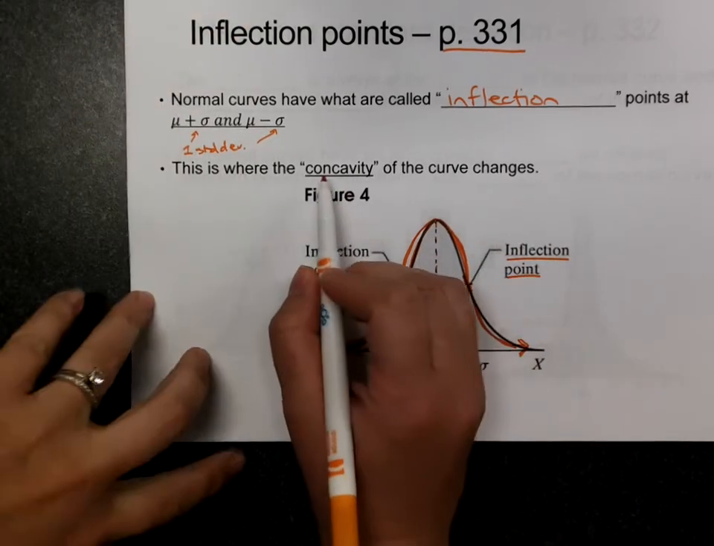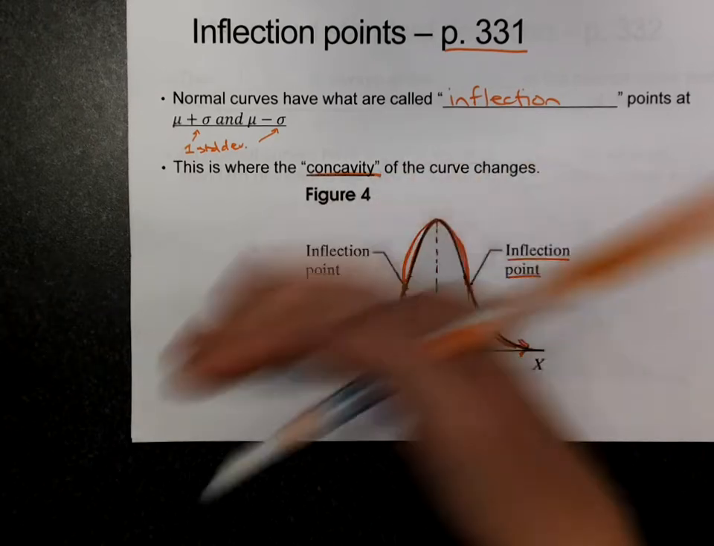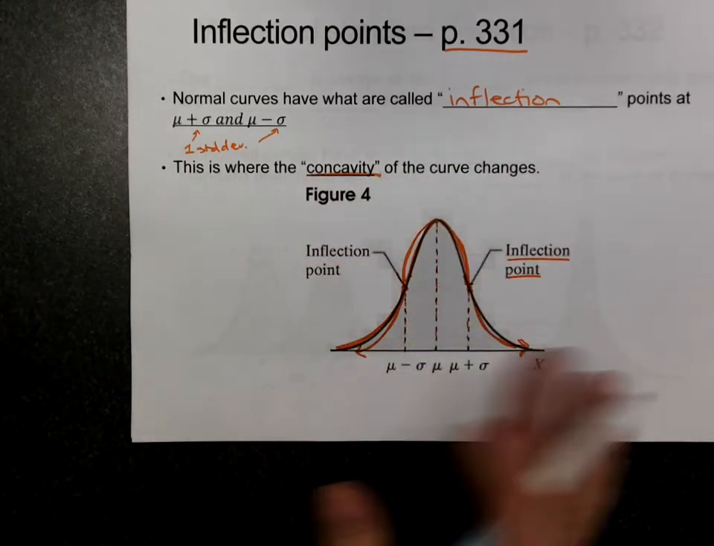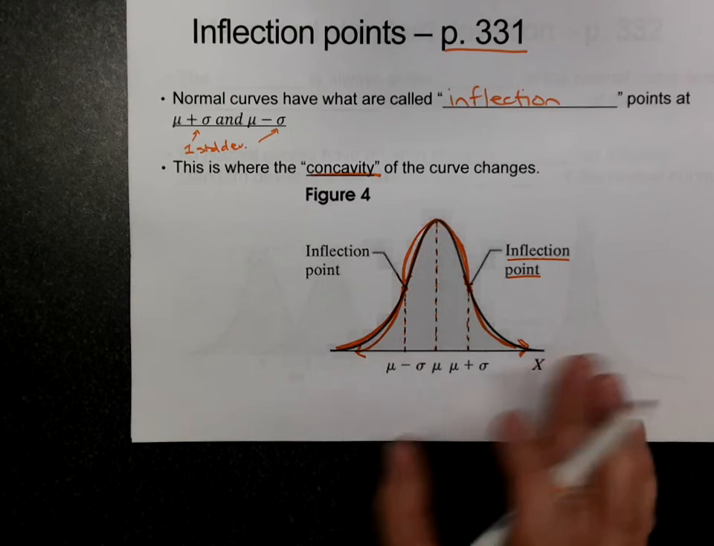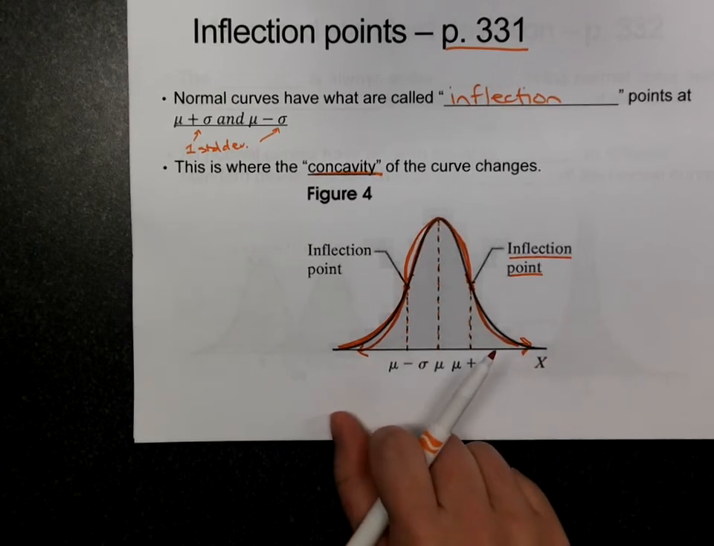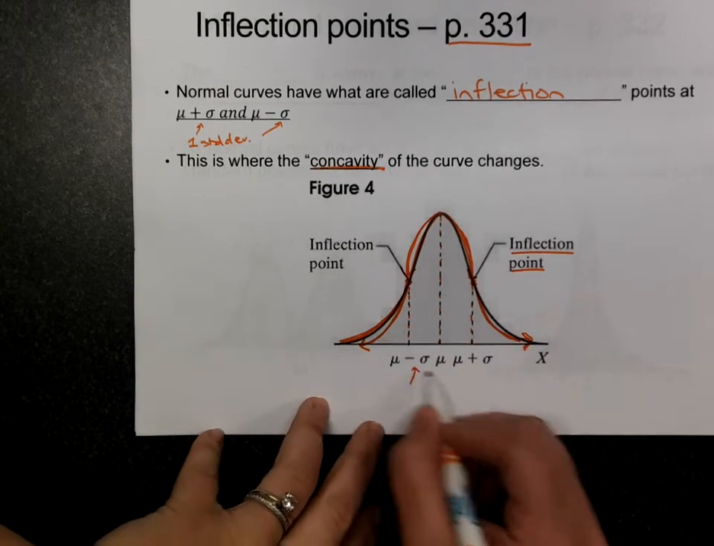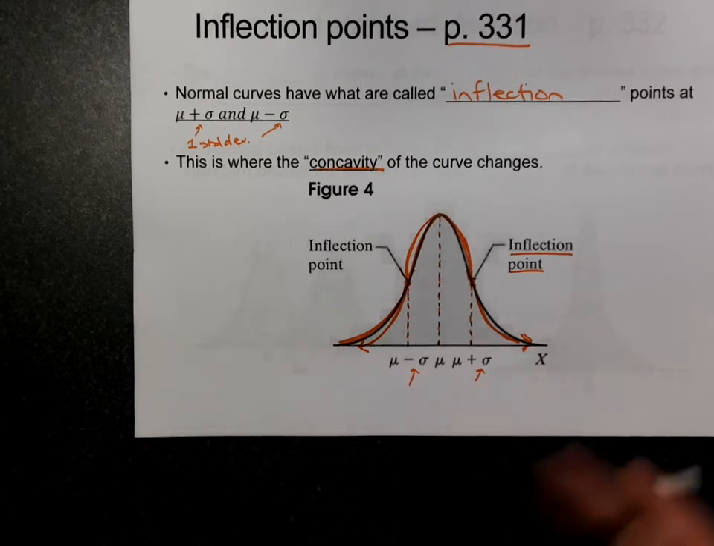Anyway, it's called concavity, and the concavity changes at the inflection point. There might be one question on your homework about that. It's not something that we need to worry about too much for this course. Just know that it occurs one standard deviation away from the mean.